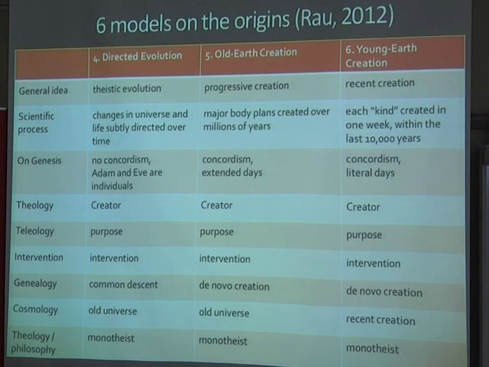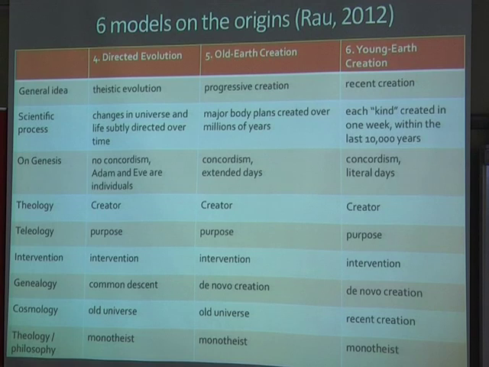And then finally, at the end of the spectrum, we have the young Earth creationist, recent creation, 6,000 to 10,000 years ago. Each kind is created on its own. So it's really taking a literal view of the days in Genesis. Creator, purpose, intervention, creation de novo of each species. So no common descent. It's a recent creation. So just to give you an overview, and that might be useful.